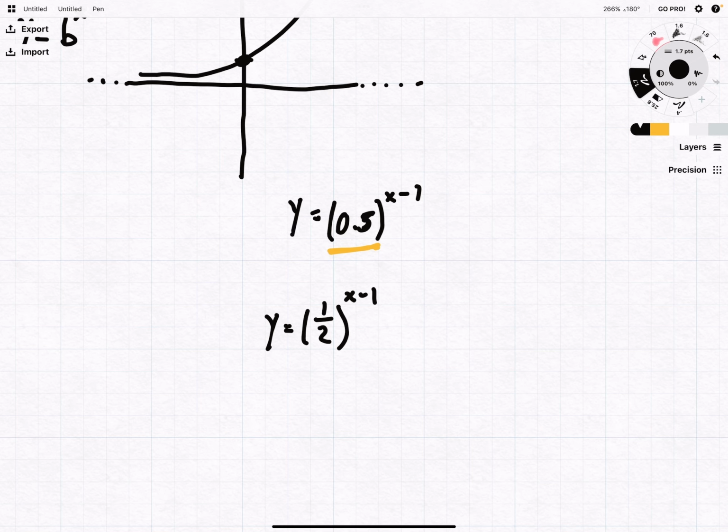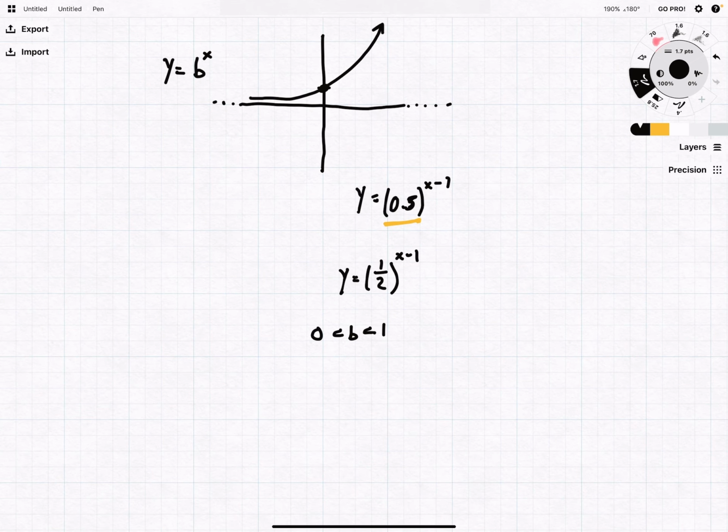Now, one thing that we know is when b is between 0 and 1, our general shape of the graph is going to look like this instead. Something like this. Well, not quite like that, because there's the asymptote, right? So something like that. And now we have that general shape because we have base 1/2. Now we also have x minus 1.